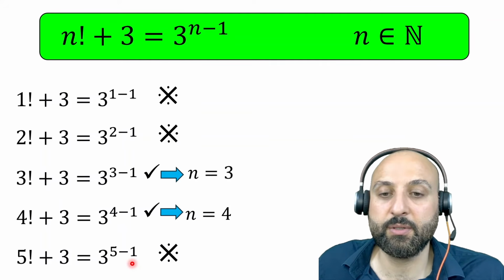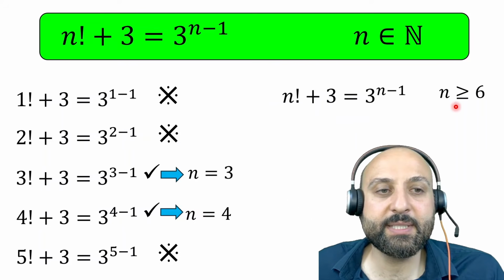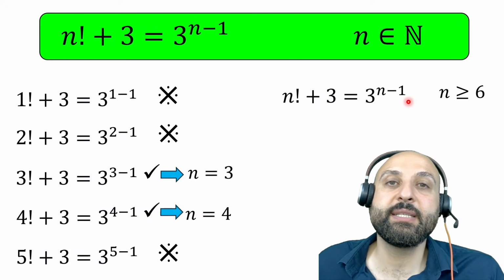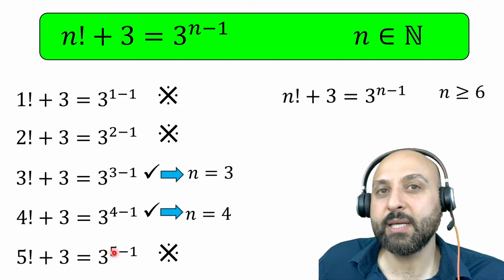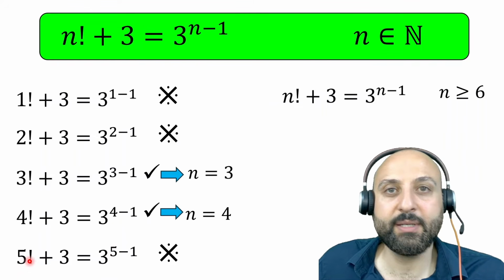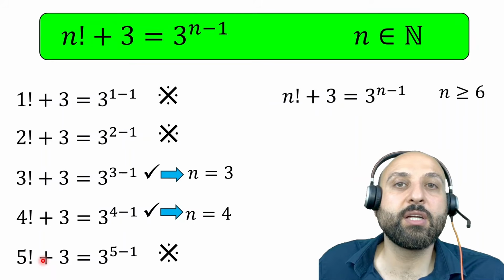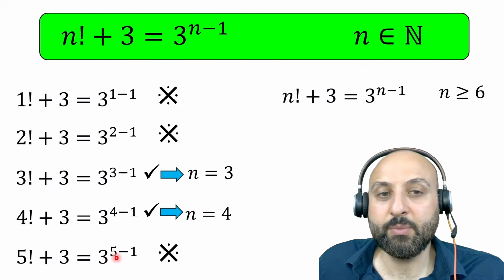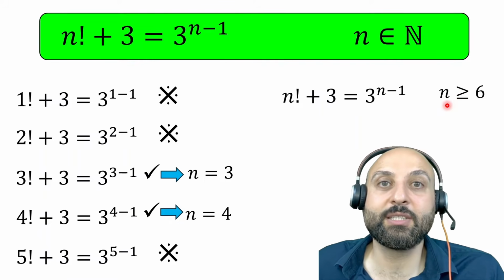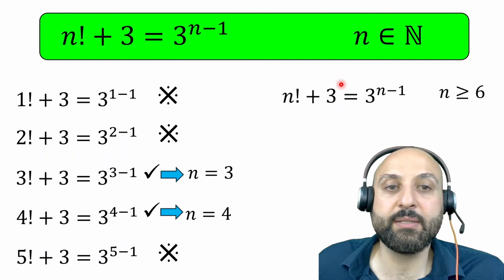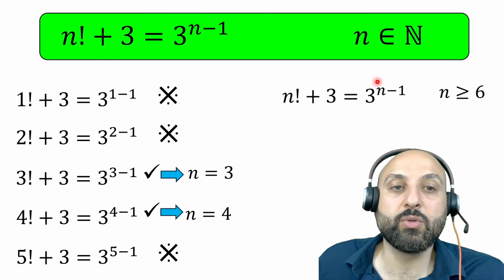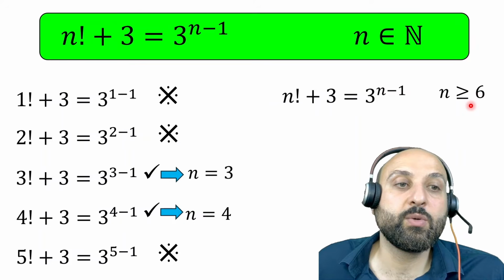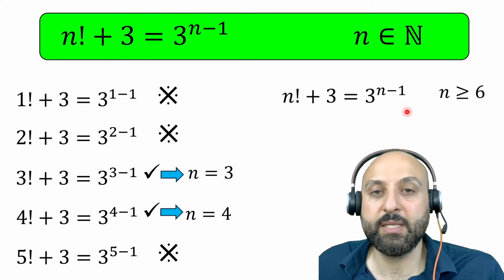Now we have to see what we can say for this equation when n is equal to or larger than 6. You already noticed that for n equal to 5, the left side of the equation is larger than the right side. So maybe for all n larger than 6, we can show that the left side is larger than the right side, and therefore there will be no solution for n equal to or larger than 6. Let's see how to show this.